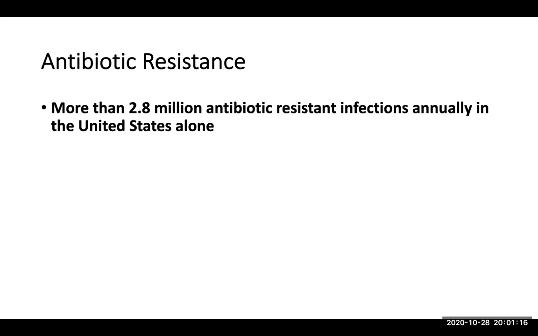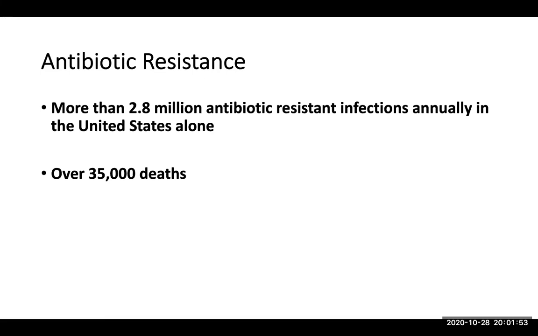We already have almost 3 million people in the US alone die every year from antibiotic resistant infections, and this is growing rapidly. When I taught this a previous summer, a year and some months ago, this number was approaching 2 million. So in just 1 year, it's already 2.8 million. So this is very rapidly occurring, okay?